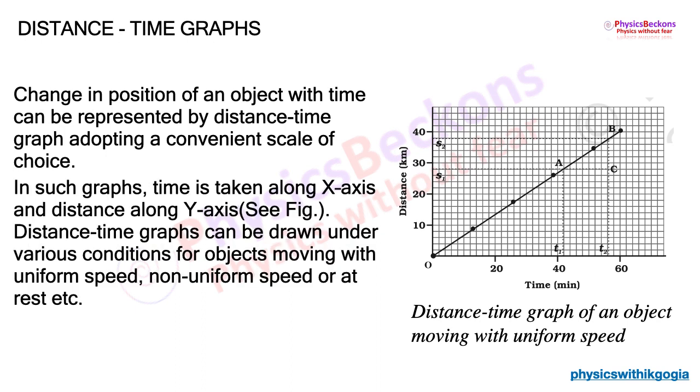We can draw the distance time graph of an object in motion under various conditions. Various conditions here means uniform speed, the object may be moving with non-uniform speed, or the object may be at rest. The shape of the graph depends on nature of motion, that is, it has different shape for objects at rest, for object in uniform motion, for object in non-uniform motion.